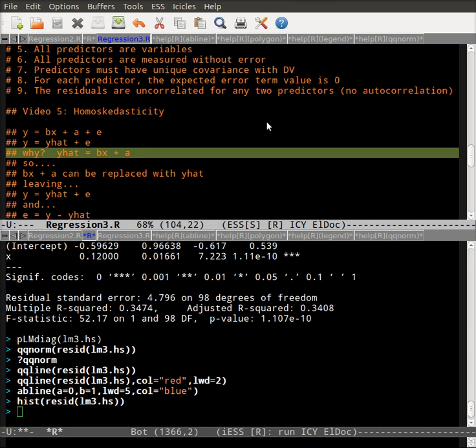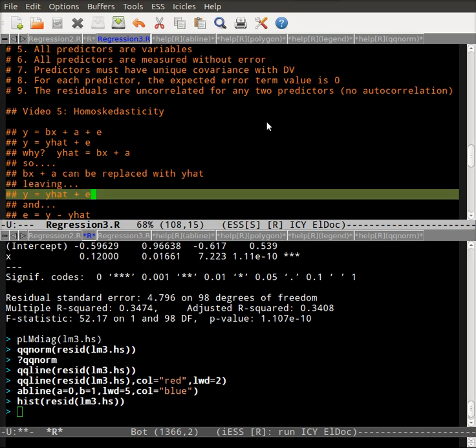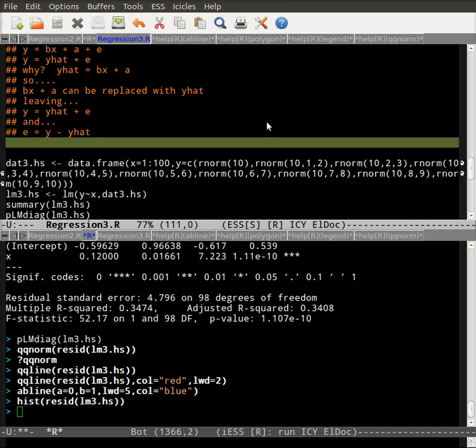Now this is obviously a bivariate regression. So what we can do is take the bx plus a and replace it with y hat, leaving y equals y hat plus e. And if we move things around, simple substitution, we have e, the residual or error, equals y minus y hat. So the reason why I want to re-emphasize this is that our residual is the deviation between the observed and the expected. So residuals, E, are equal to what is observed minus what is expected.